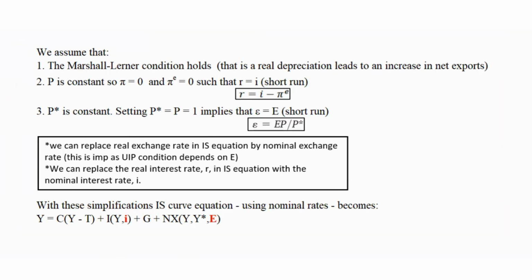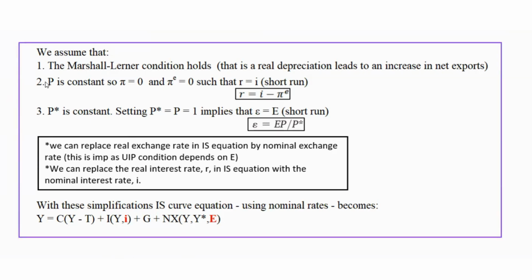This is the first simplification this will allow us to do. Third assumption we're making is that the foreign price level is also constant, right? P is the domestic price level, P star is the foreign price level. And then we're going to just set P star equal to P equal to 1. So we're assuming that the domestic and foreign price levels are constant and equal to 1. Now, what this will imply is that, because remember, the real exchange rate is the nominal exchange rate times domestic price level divided by foreign price level, and we're just setting P equal to P star equal to 1, this implies that the real exchange rate is equal to the nominal exchange rate.